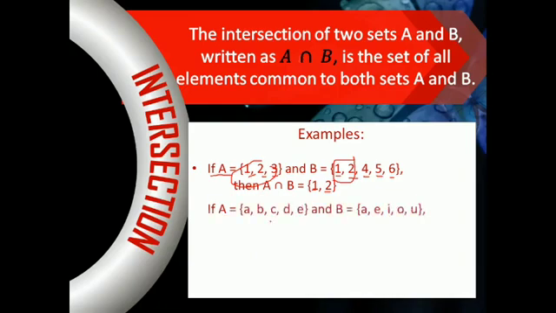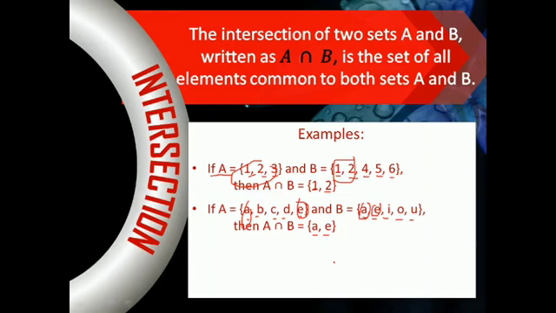Let's take a look at another example. If set A has the elements A, B, C, D, E, and B has the elements A, E, I, O, U, then what do you think is the answer? Okay, so A intersection B has the elements A and E only, because these are the only elements that are present in both sets, A and E.